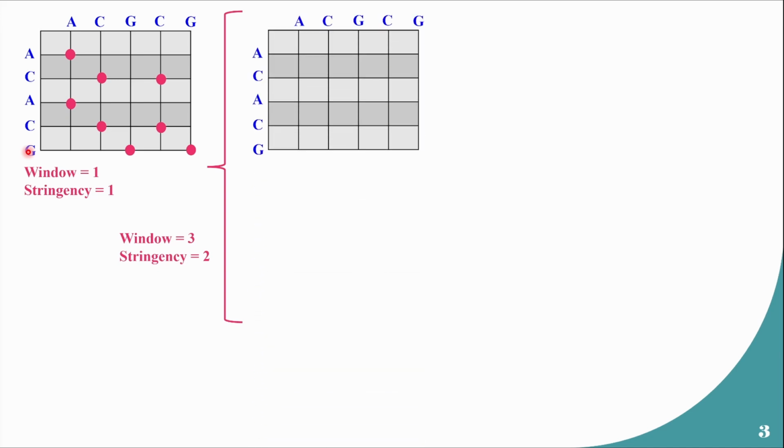So let's say we have a window size of 3 and a stringency of 2. What that means is that we match 3 characters from sequence 1 with 3 characters of sequence 2. And if we find that exactly 2 characters are matching between these 3, so you do not need an exact match for all 3 elements in this window, but if at least 2 elements are matching, then you can put a dot there.